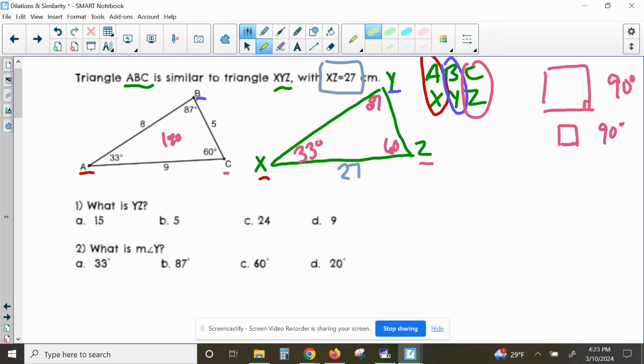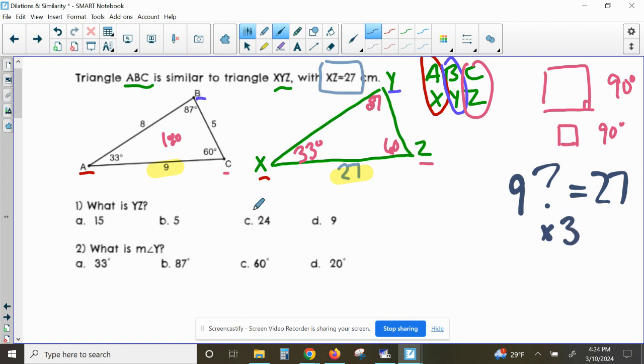Now here's the deal. If you look at the corresponding parts, so you see this 9 has changed into a 27. So what has happened to the scale factor or multiplier in between here? So remember, it's always going to be multiplied by something or divided by something. So most of you could do 9 times what makes 27. So what did they do to the 9 to make it equal to 27? So you can just divide if you want, or most of you could probably figure out that it's times 3. So what they're doing from this triangle to this triangle is multiplying by 3. So we're going to multiply everything by 3 on the outside.